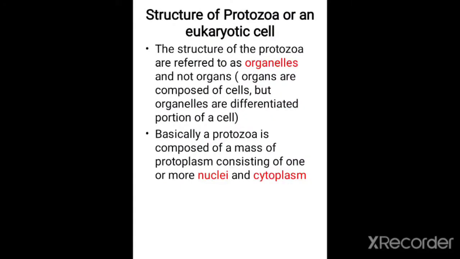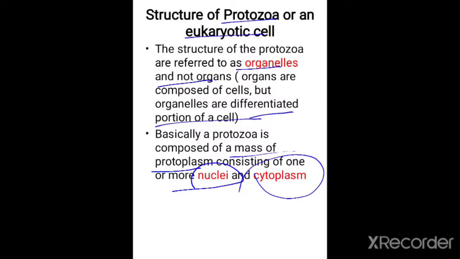Now let us come to the structure of protozoa, or a eukaryotic cell. The structures of the protozoa are referred to as organelles and not organs, because organs are composed of cells and organelles are differentiated portions of a cell. Basically, protozoa are composed of a mass of protoplasm consisting of one or more nuclei and cytoplasm.